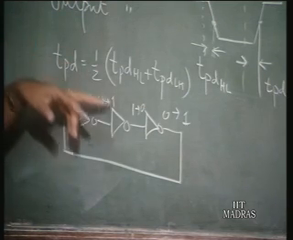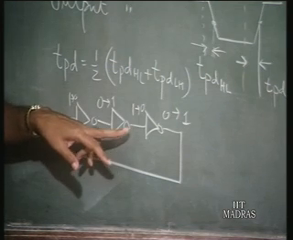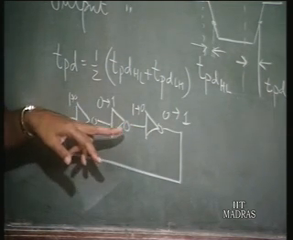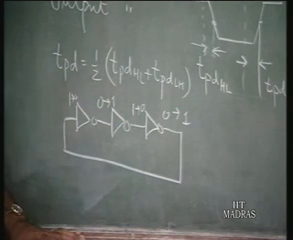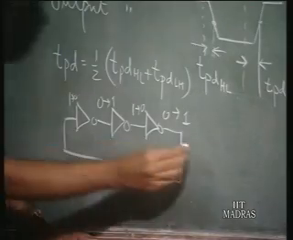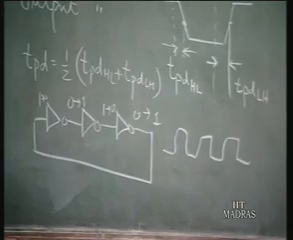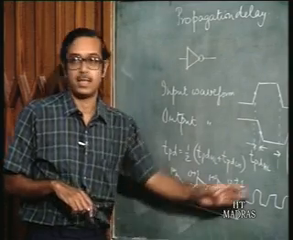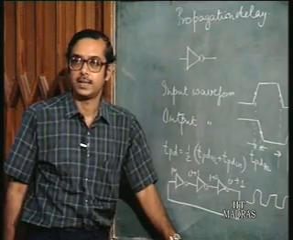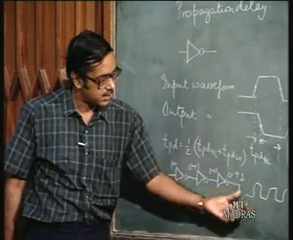If you observe the waveform at any given point, at any input or any output of a logic gate, you will observe a waveform like this, which is continuously varying, a train of pulses.